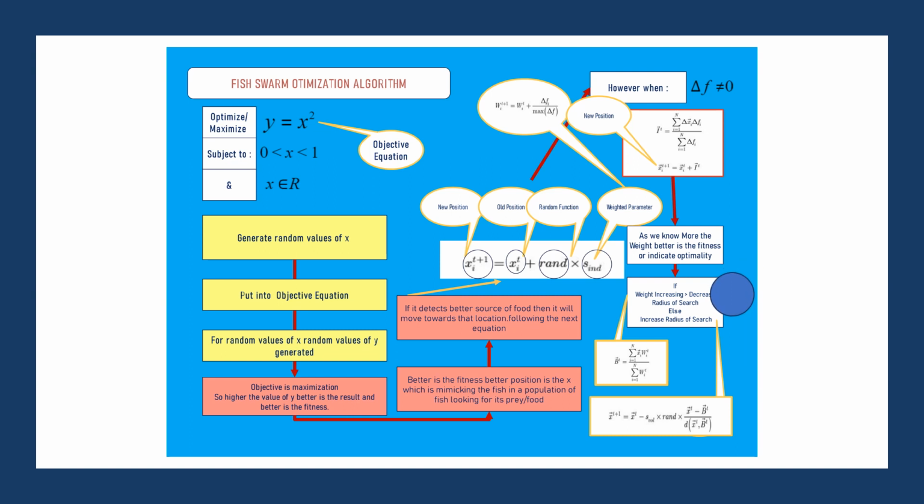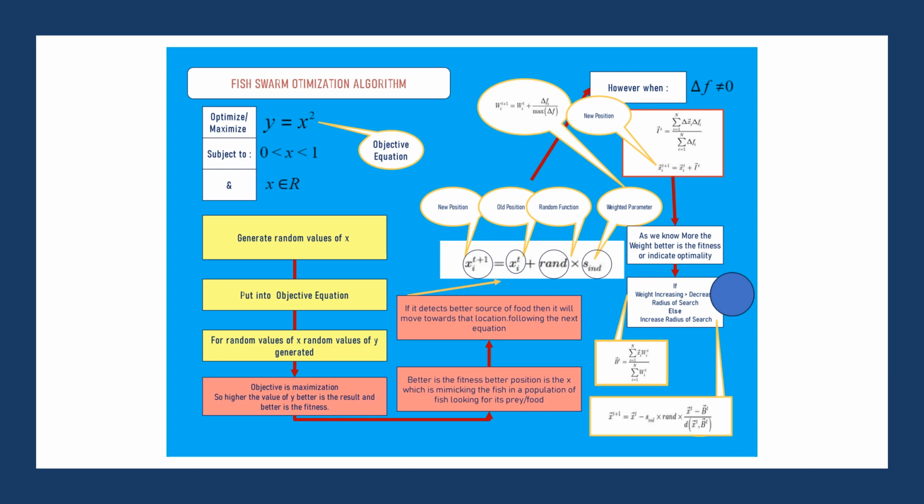So the fish farm optimization algorithm follows or mimics the way a school of fish searches for its food or prey. And this algorithm has mainly 4 steps. So let us discuss this with an example.